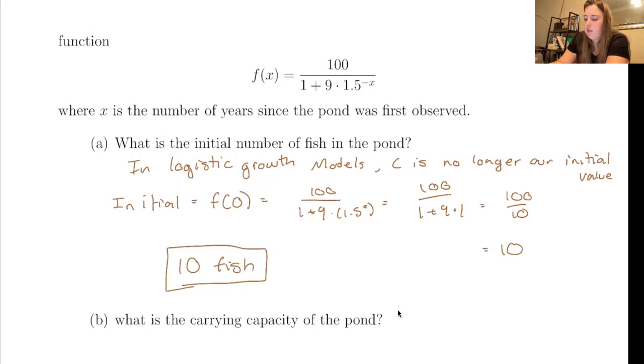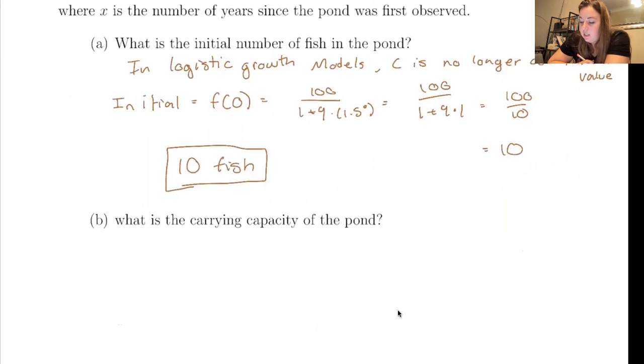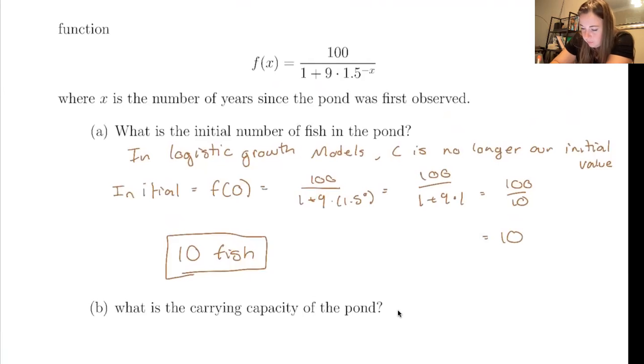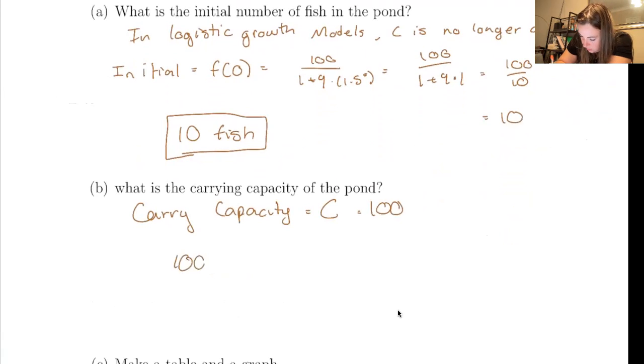Fish is like the plural of its own, like moose. 1 moose, 2 moose. So what's the carrying capacity of the pond? What's the maximum number of fish that I can have in the pond? It's going to be that C. So our carrying capacity equals C, which is 100. So 100 fish. We started off with 10, and the pond is only big enough that it can produce so much algae and so much space for 100 fish to live comfortably.